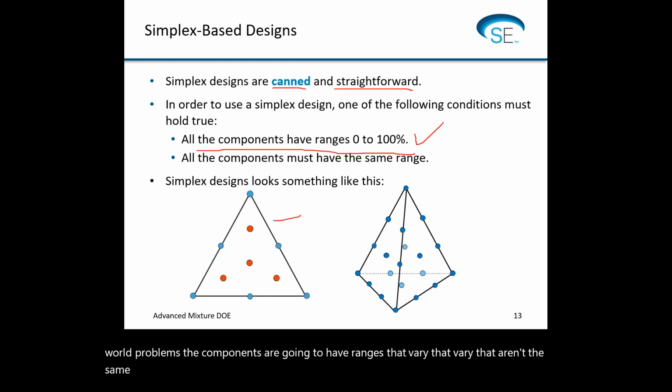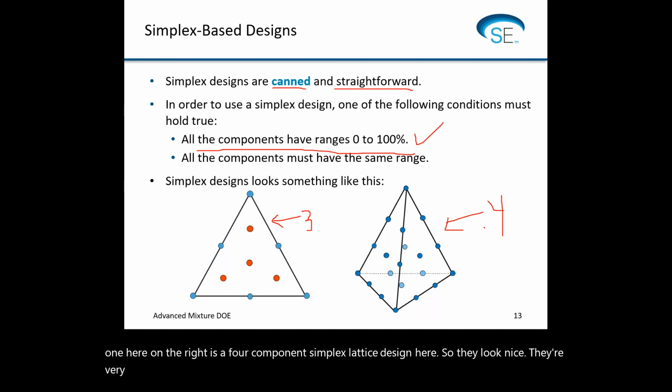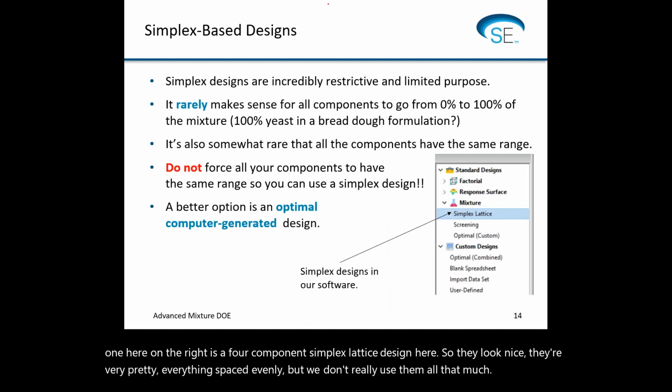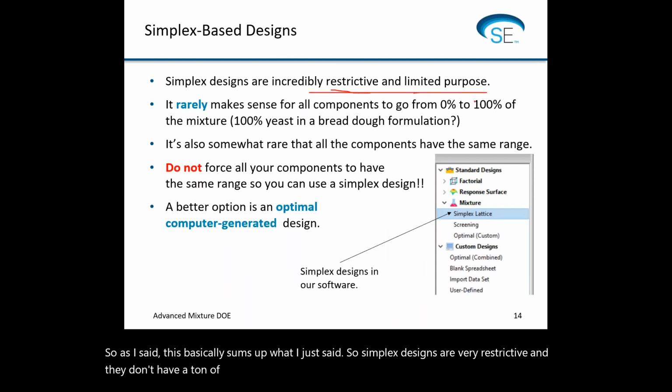Okay, so if you look at a picture, this is a 3-component simplex lattice design, and the one here on the right is a 4-component simplex lattice design. So they look nice, they're very pretty, everything's spaced evenly, but we don't really use them all that much. As I said, this basically sums up what I just said. Simplex designs are very restrictive and they don't have a ton of use in the real world.